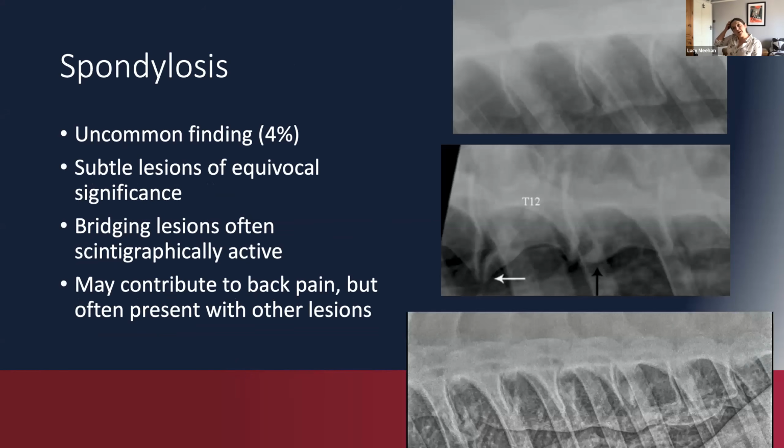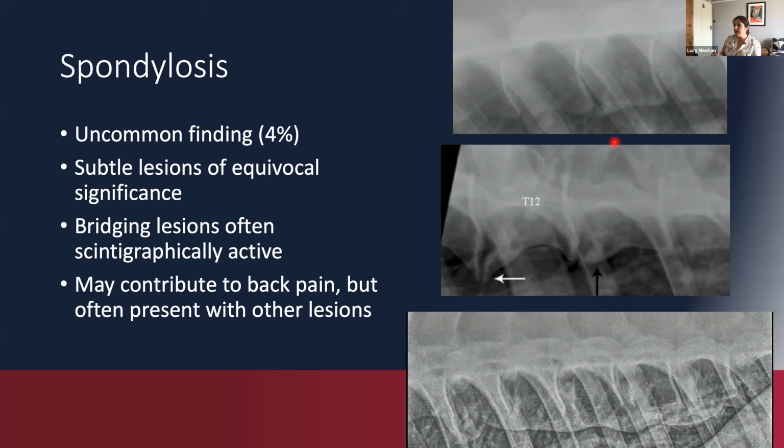The last main osseous change that we see in the back is spondylosis. It's a fairly uncommon finding. If you think about dogs and cats, we see it all the time. In horses, it's very uncommon, and we're not really quite sure what it means. We found it in 4% of horses that had clinical evidence of back pain in one of the larger studies. But most of those horses had something else going on as well, so it was difficult to single out the actual significance of spondylosis.